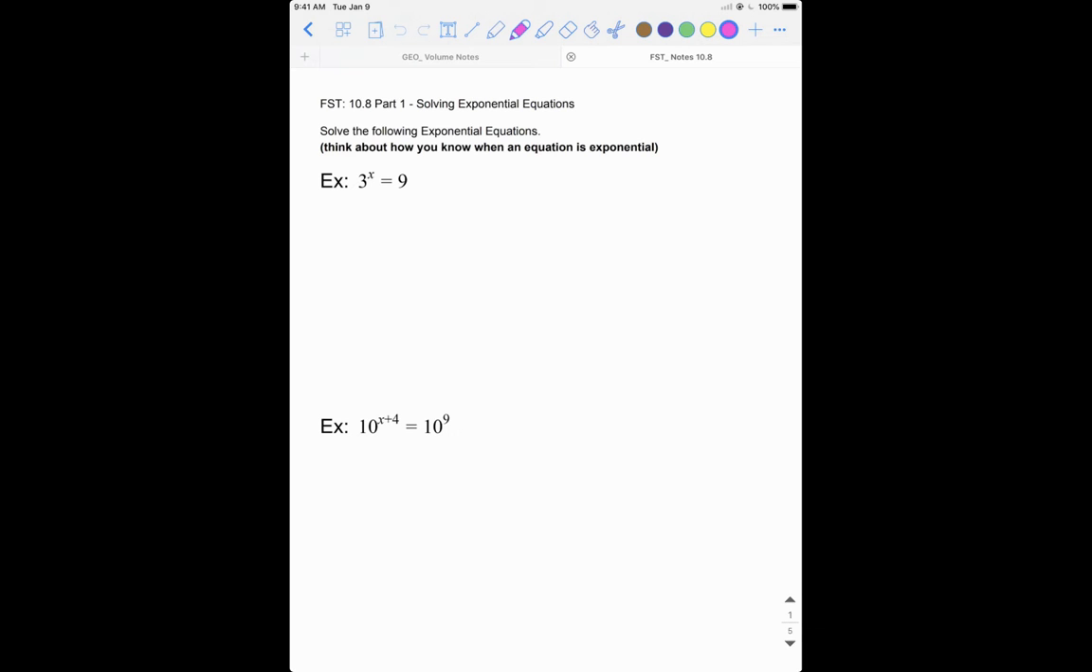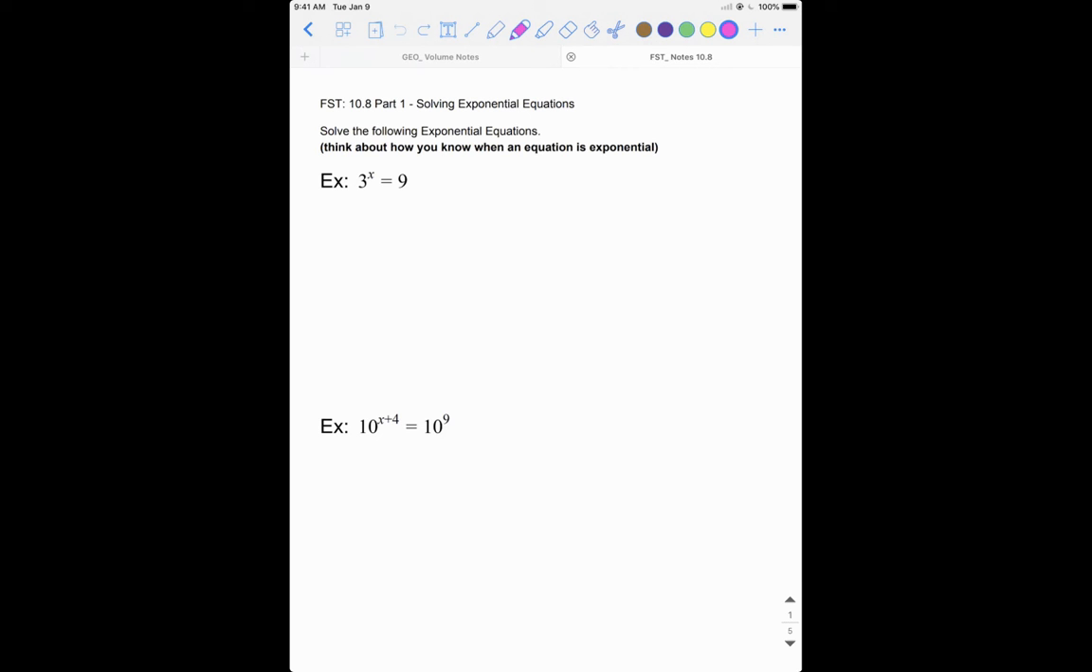We're going to talk about solving exponential equations this week. Basically, we're going to look back at what we've done with our logs and our exponents and use those to help us solve for x or some variable. First we're going to solve the following exponential equation, and we want to think about how you know when an equation is exponential. So when can you use these skills versus all the solving skills you've had in the past?